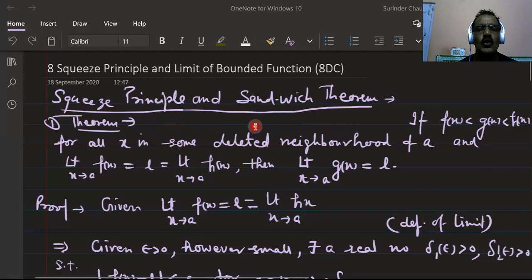If the limit of one function converges to zero in the neighborhood of a point and the other function is bounded in the neighborhood of the point, then the limit of the product is also equal to zero. So let us first prove the squeeze principle, or this is also the sandwich theorem.